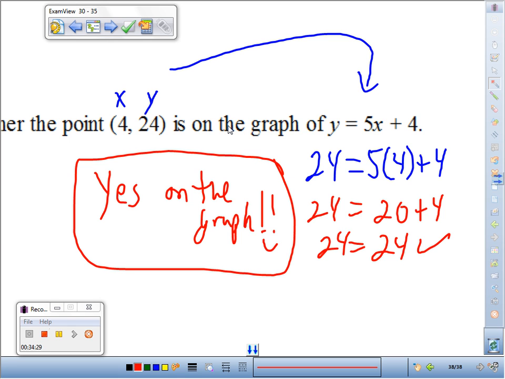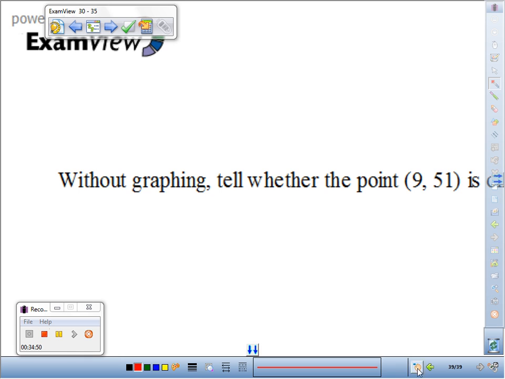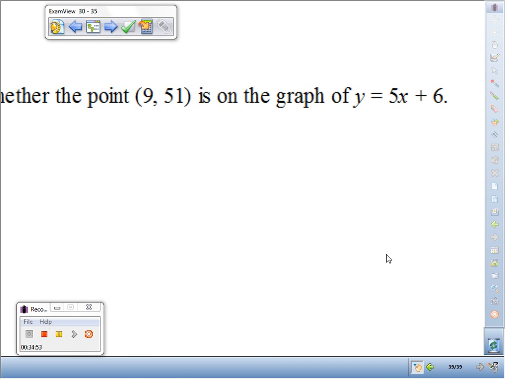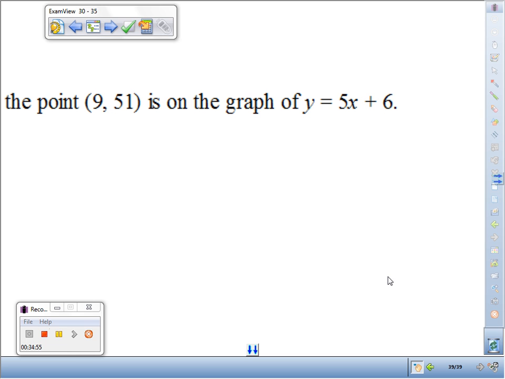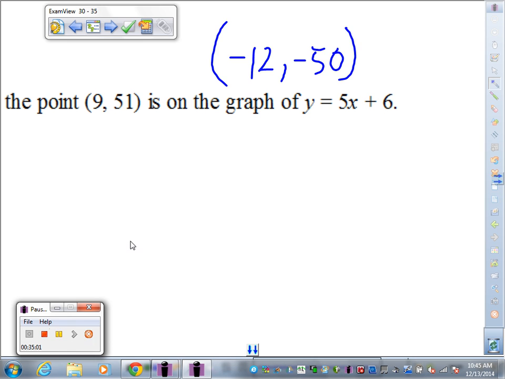Let's do another one of these. On your scratch paper, I want you to write 30Q, example 30Q. On your scratch paper, Ernesto, 30Q. Copy this one. Tell whether the point 9, 51 is on the graph y equals 5x plus 6. Do that one by yourself. Go. So we found that 9, 51 was on the graph, but right now we're checking negative 12, negative 50 to see if that's on the graph.